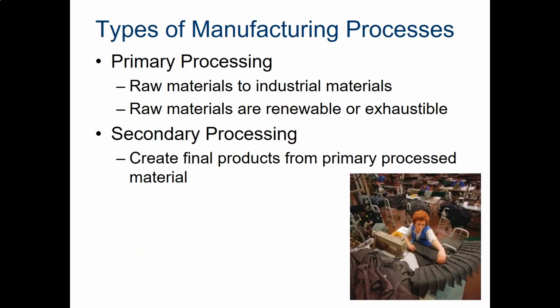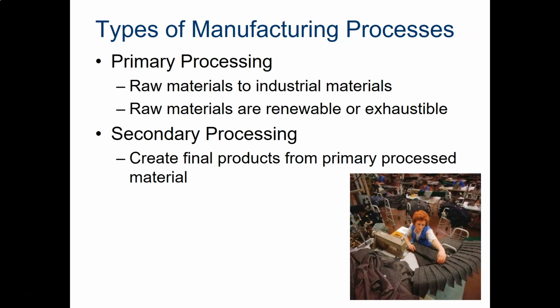Before a product is manufactured, raw materials must be obtained. Raw materials are natural resources found on or in the earth or seas. They may be renewable or exhaustible. Renewable resources are usually biological. These include things like trees, cotton, wool, and animal products such as hides. Exhaustible resources cannot be replaced. Examples include metal ore, petroleum, natural gas, and coal.